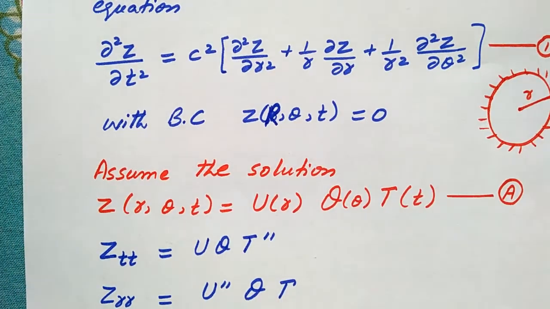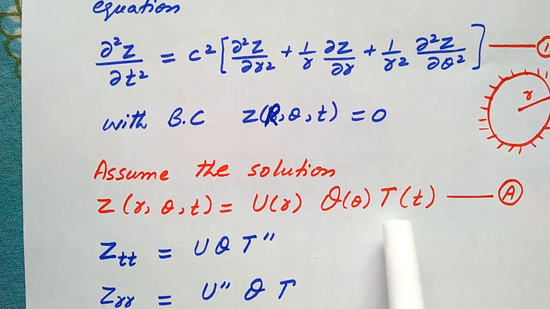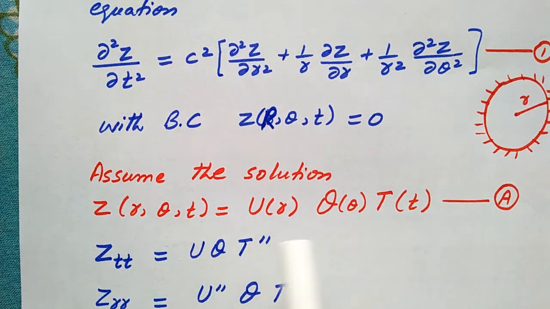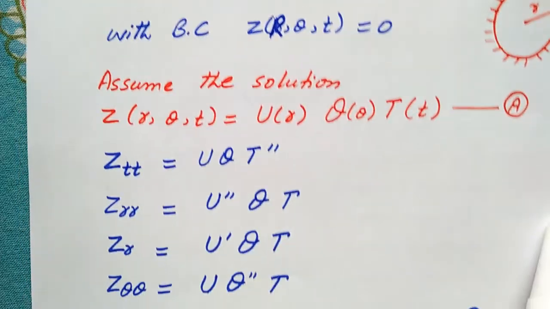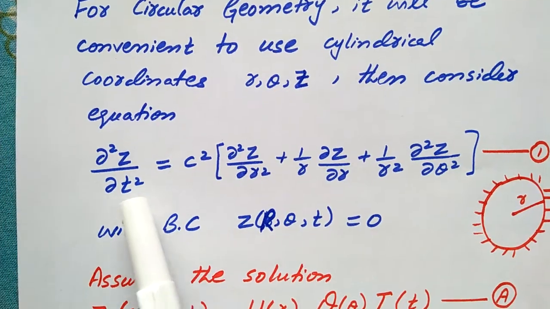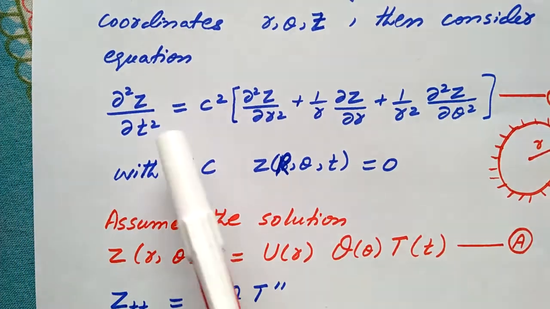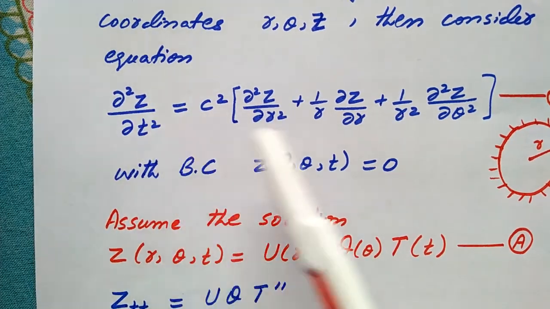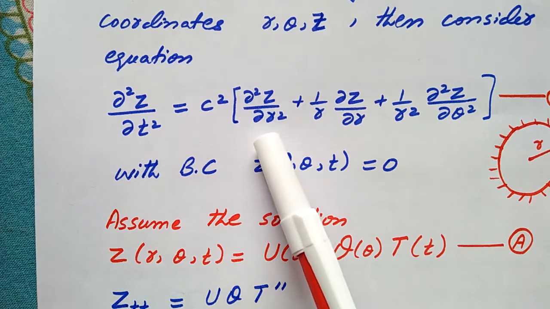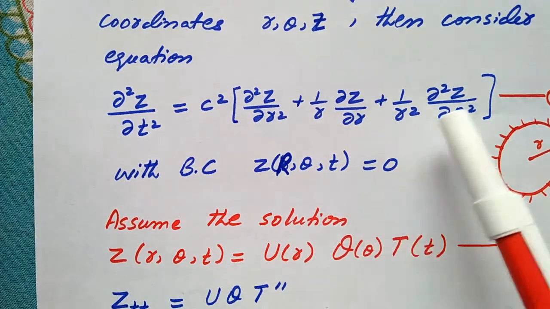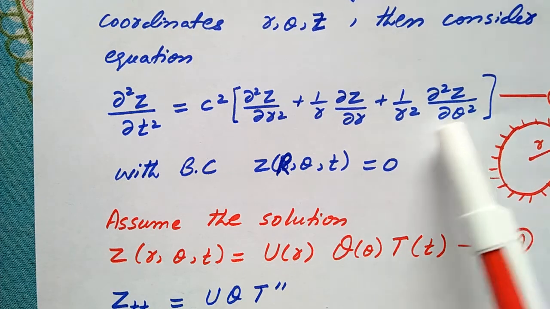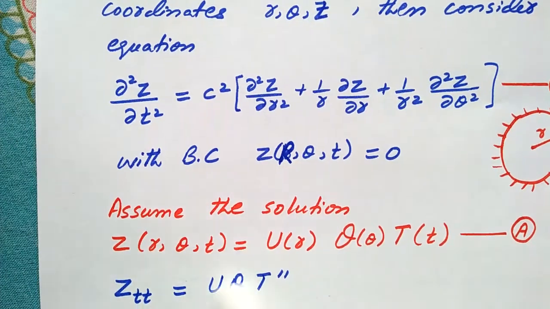We will solve this using the separation of variables method. Assume the solution z of r, theta, t as u, a function of r, times theta, a function of small theta, times capital T, a function of small t. I will find out these values. That is, I will differentiate z with respect to t two times. I need its value, and also partial square z over partial r square, partial z over partial r, and partial square z over partial theta square. Basically I calculate these four values from equation A.